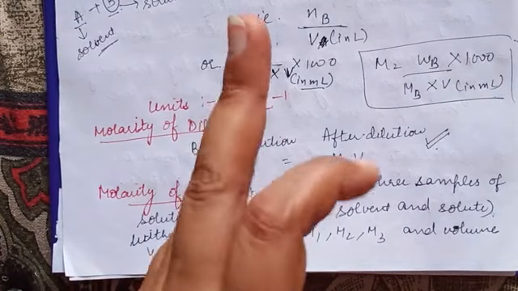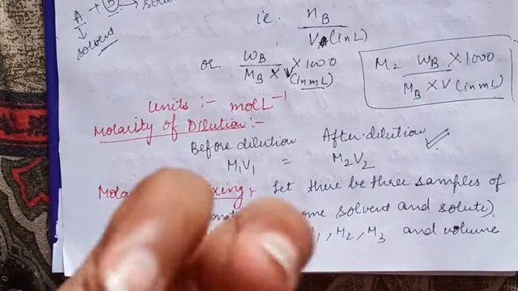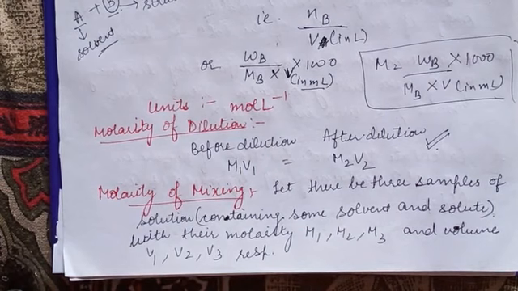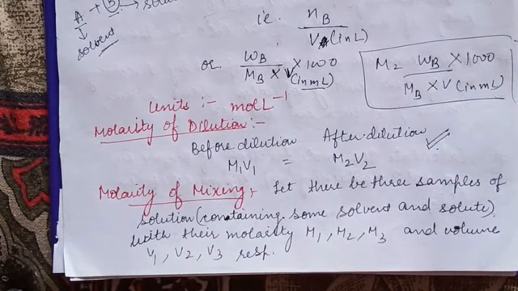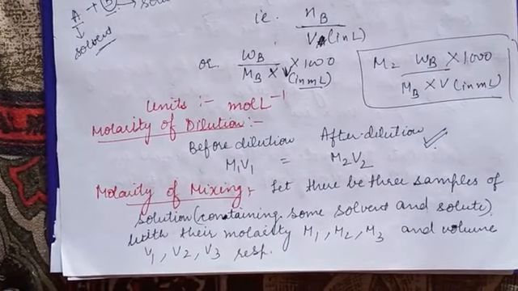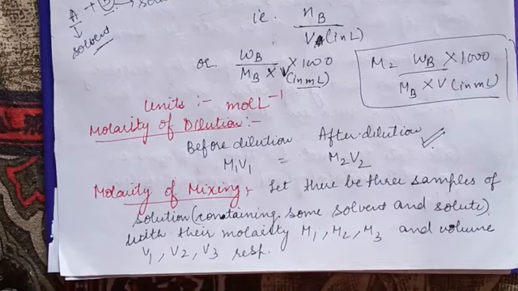Molarity of dilution, if you dilute the solution. If it is said that this molar solution is present in this volume, and you add water to make it a larger volume, then before dilution it would be M1 V1 and after dilution M2 V2, both will be equal to each other.